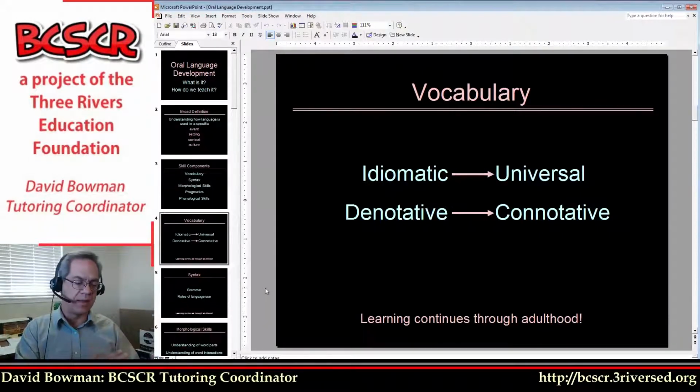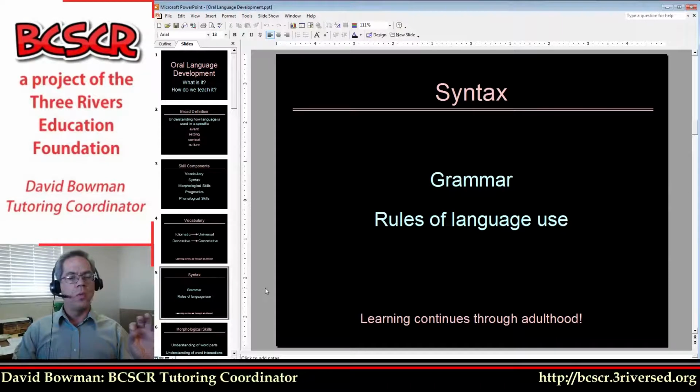and connotative language use. When we talk about syntax, at its core, what we're talking about is the grammar of the language. How do you put words together in order to make complete sentences, grammatically correct sentences? So we're kind of talking about the rules of language use. What are the rules for how language should be spoken in order to create correct language use?